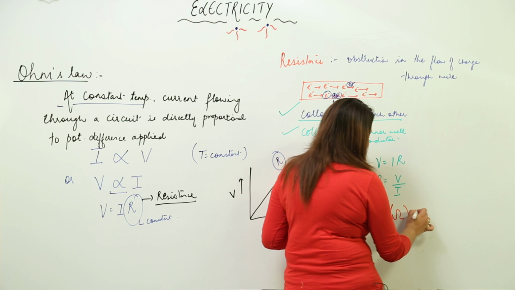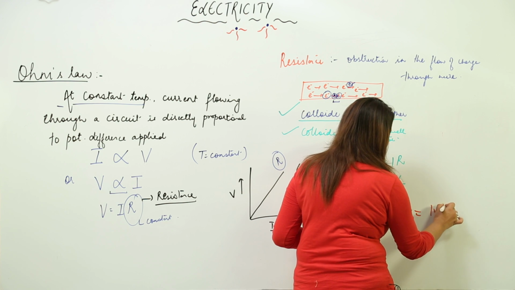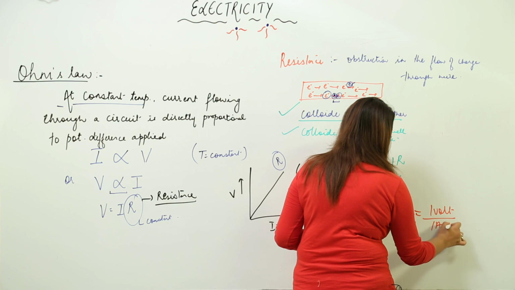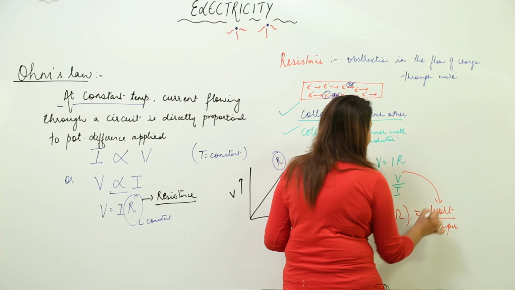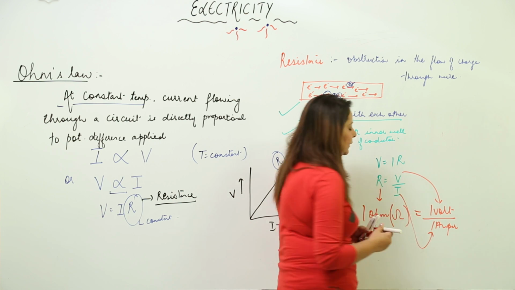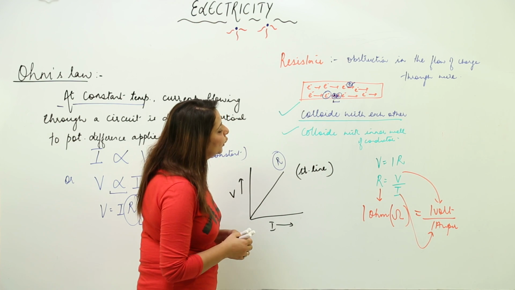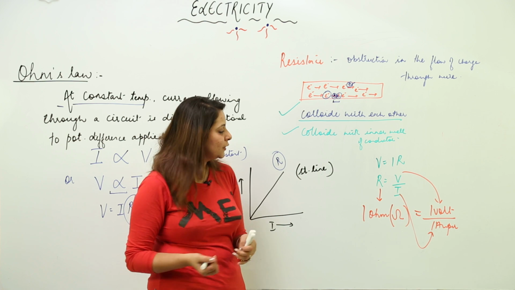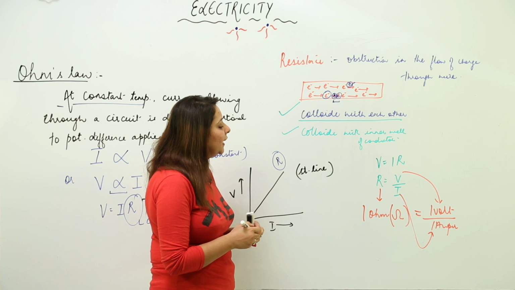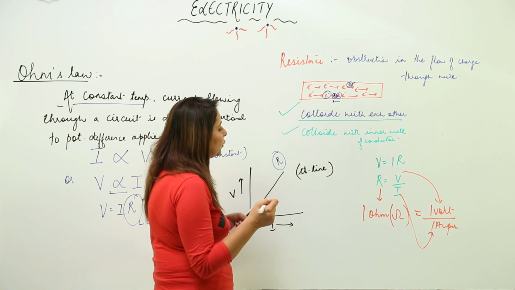So 1 ohm is equal to, since potential difference is measured in volt, 1 volt over 1 ampere. As we know, the unit for potential difference is volt and the unit for current is ampere. This is how you relate them: 1 ohm is equal to 1 volt over 1 ampere. Now if you need to define that, how are you going to do it?